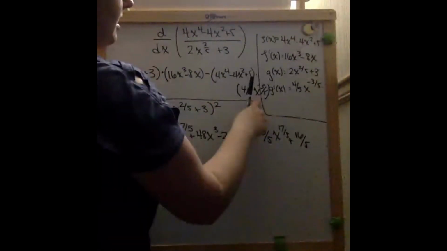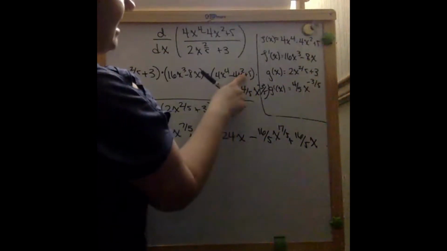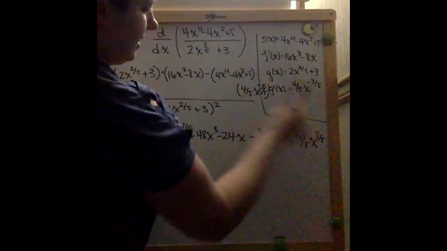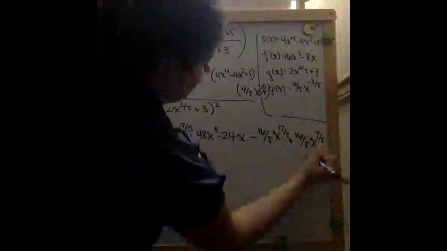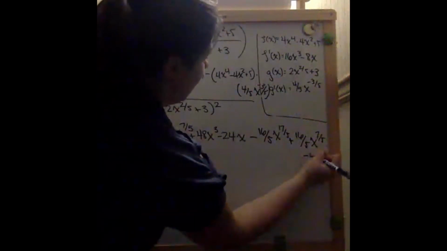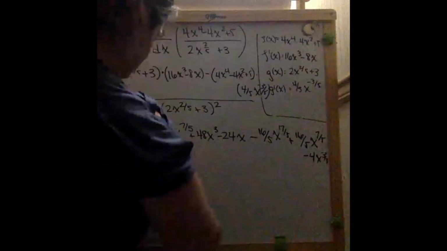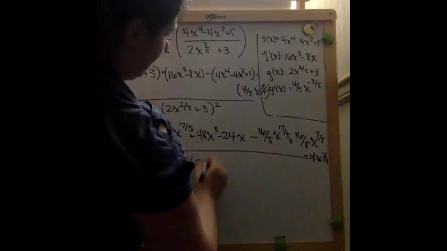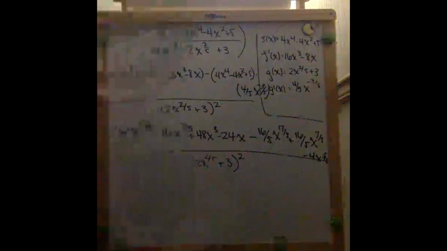16/5 x raised to the, this is going to be 10 minus 3 is 7/5. And again, sorry, I have to kind of squeeze that last term because I wrote a little too big here. 5 times 4/5 is going to be a negative 4x to the negative 3/5. All divided by 2x to the 2/5 plus 3 squared.